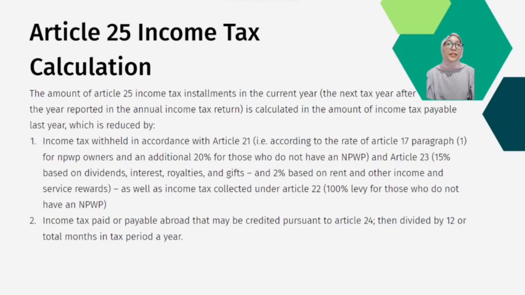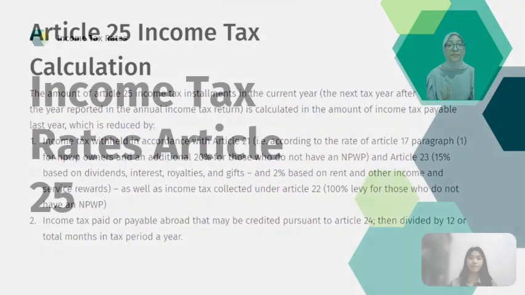To calculate Article 25 income tax, the amount of Article 25 income tax installments in the current year is calculated from the amount of income tax payable last year, which is reduced by, first, income tax withheld in accordance with Article 21 and Article 23, as well as income tax collected under Article 22, and second, income tax paid or payable abroad that may be credited pursuant to Article 24, then divided by 12, the total months in the tax period per year.